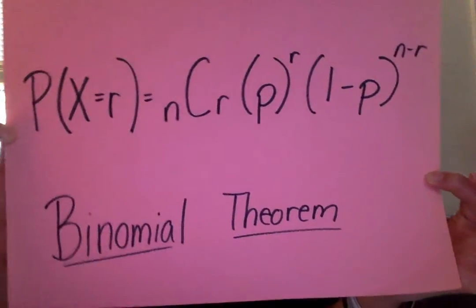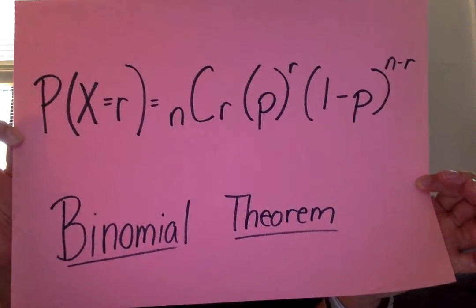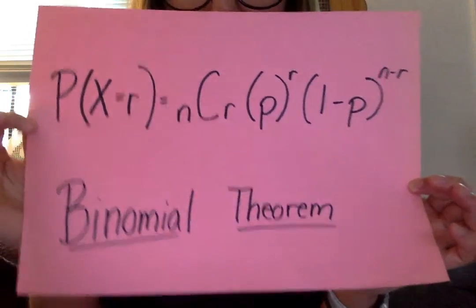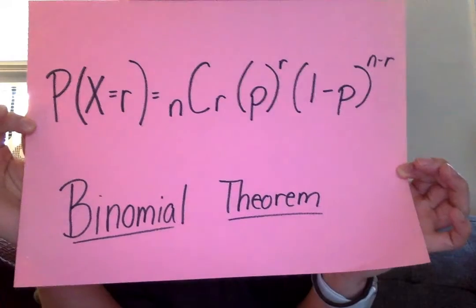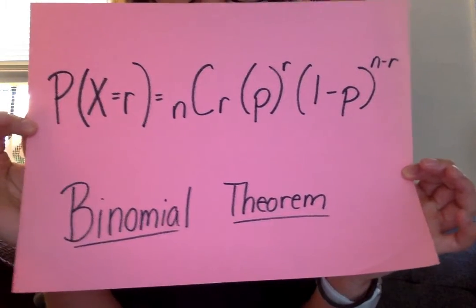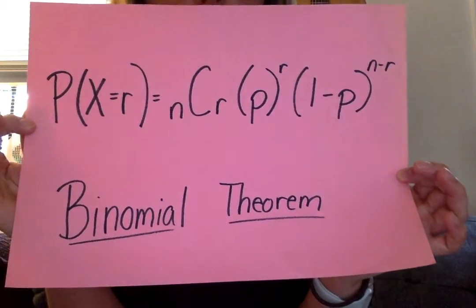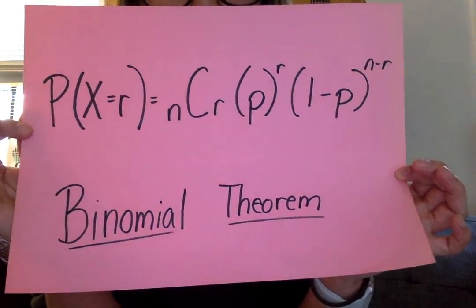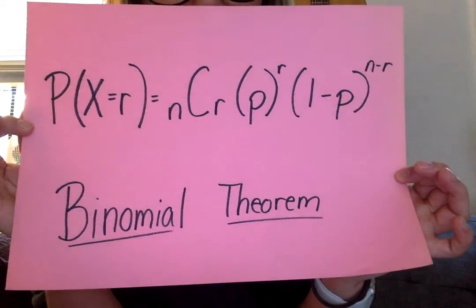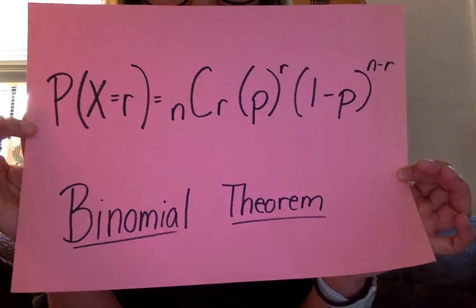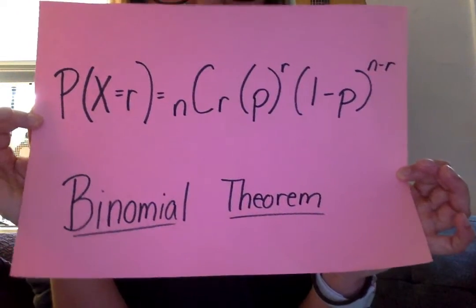So if you would like, you can pause the video and write this down. It's the probability of x equals r equals nCr, probability to the rth power, times 1 minus the probability of n minus r to the n minus r power. Yeah. It seems terrifying, but it really isn't that bad. So just listen to me here, okay?